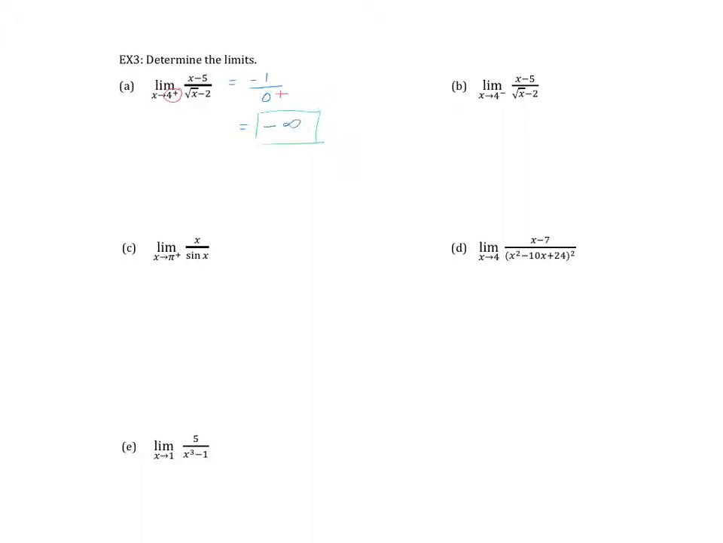Let's look at part B. Again, I'm approaching 4, so if I just plug it in, I get negative 1 over 0. But since I'm approaching 4 with numbers that are smaller than 4, that means the square root of x is going to be smaller than 2. So my denominator is actually going to be negative. So since I have a negative over a negative, that's going to give me a positive infinity.